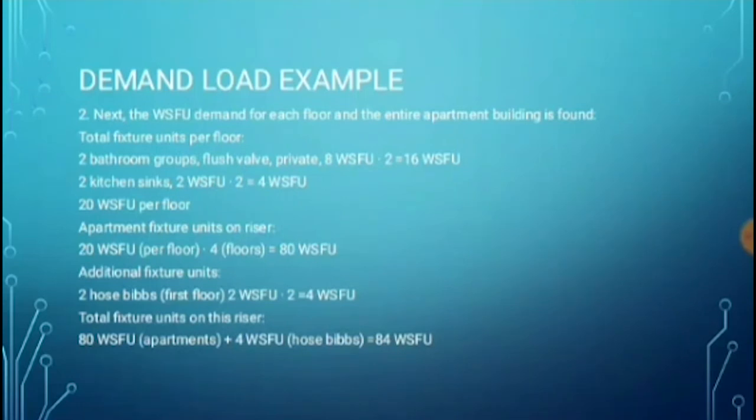Total fixture units per floor: 2 bathroom groups, flush tank, private, and 2 kitchen sinks, giving 20 WSFU per floor. Apartment fixture units on the riser: 20 WSFU per floor times 4 floors equals 80 WSFU. Additional fixture units: 2 hose bibs, first floor, 2 WSFU times 2 equals 4 WSFU. Total fixture units on the riser: 80 WSFU apartment plus 4 WSFU hose bibs equals 84 WSFU.